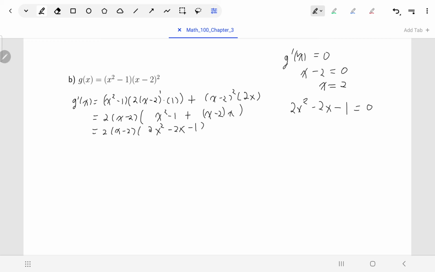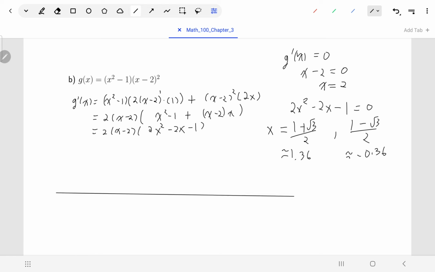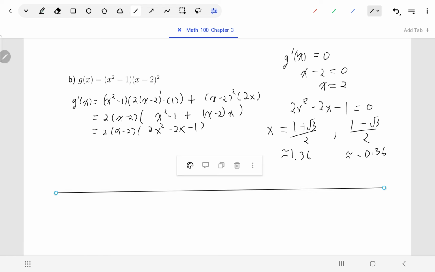So if you use the quadratic formula to solve this, you find that there's 2 solutions. One of them is at 1 plus root 3 over 2, and the other one is at 1 minus root 3 over 2. 1 plus root 3 over 2, as a decimal number, is about 1.36-ish. And 1 minus root 3 over 2 as a decimal number is about negative 0.36. We need to know that, of course, because we want to be able to put our numbers in order, and we also want to make wise choices about which numbers to select for our test points.